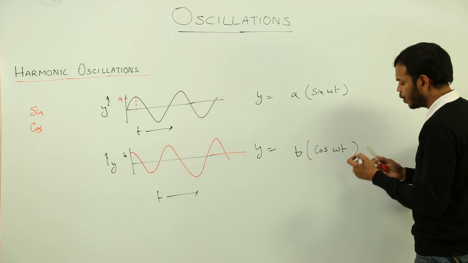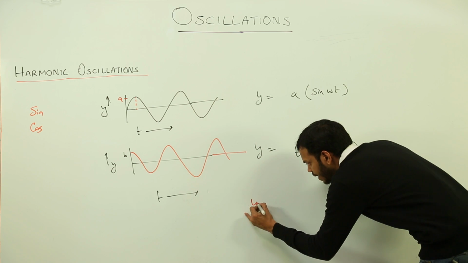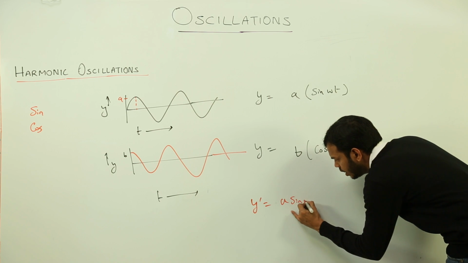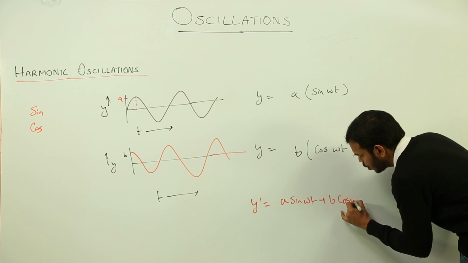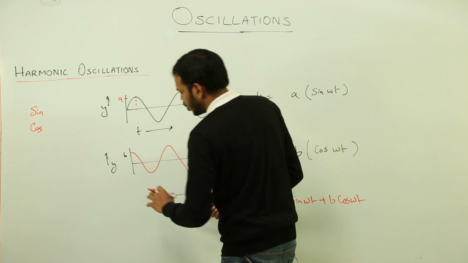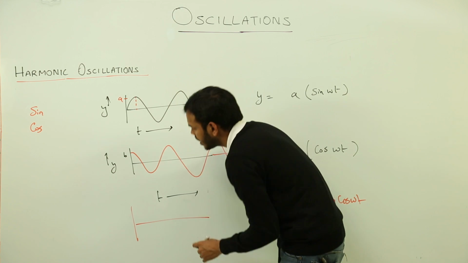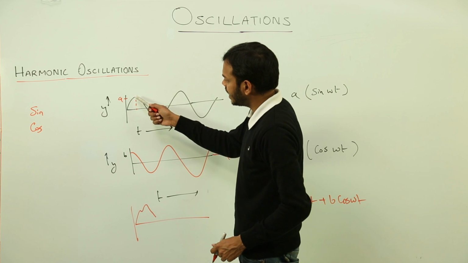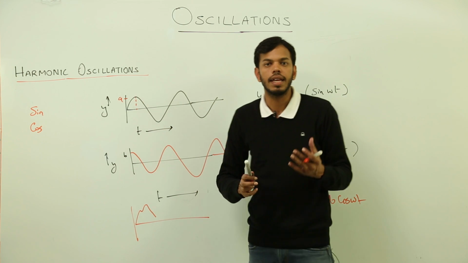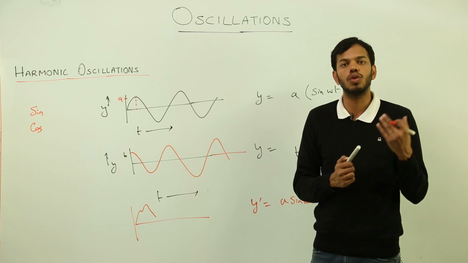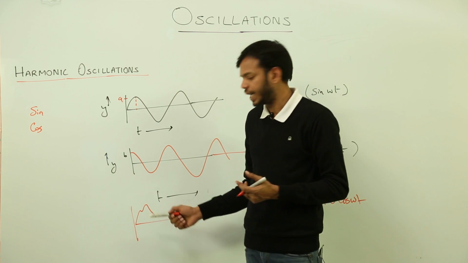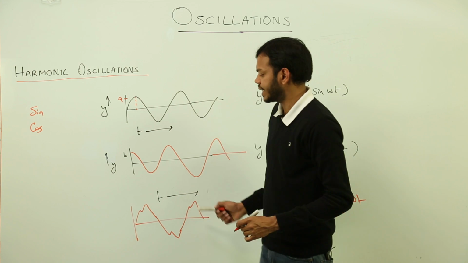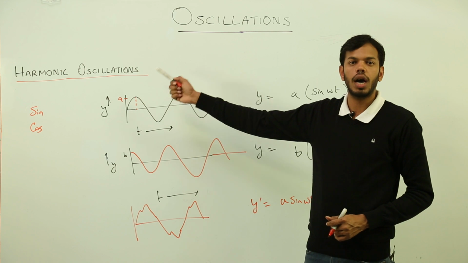What if I add these two equations? My equation would be, let us say, y dash equals y1 plus y2, or I can write it as A sine omega t plus B cos omega t. Consider how the graph is going to be. The graph would be something like this, because when there is a minima and maxima overlapping, that means positive energy and negative energy overlapping, there will be some disturbance in the peak energy, right? Similarly on the downward side, something like this. So this is called non-harmonic oscillation.